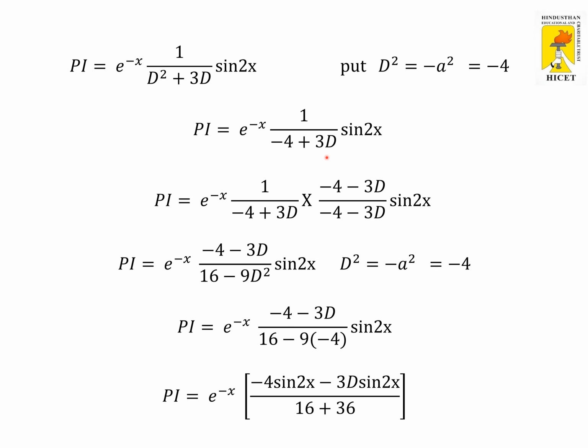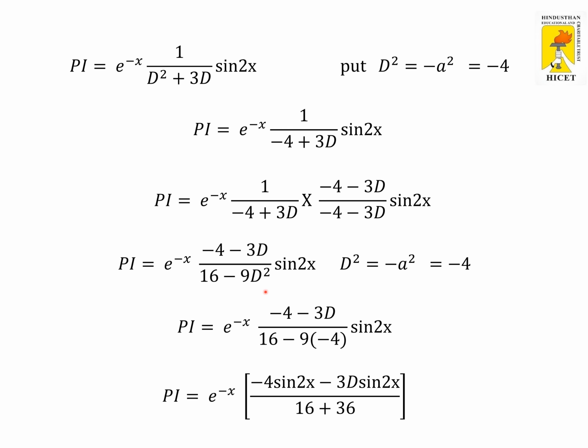So again we get D in the denominator. So multiply and divide by the conjugate, minus 4 minus 3D. We get e power minus x into 1 by (minus 4 plus 3D) into (minus 4 minus 3D) by (minus 4 minus 3D) into sine 2x. Therefore, e power minus x into, multiplying the numerator 1 into minus 4 minus 3D, we get minus 4 minus 3D. Here using (a plus b) into (a minus b), we get a squared minus b squared, that is minus 4 the whole squared, so 16 minus 9D squared.